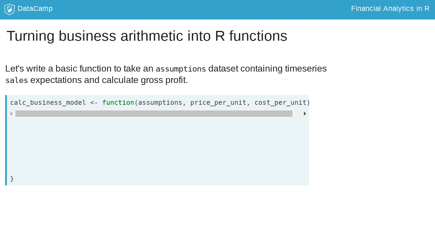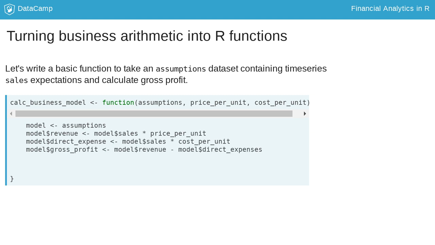We give our function a name, calc_business_model, and use the left arrow to assign this to a function. Inside the function keyword, we specify any inputs to our function. That is, any values that the code inside the function body needs to execute. When we use this function, it will take the arguments we pass in and run the internal code with them.